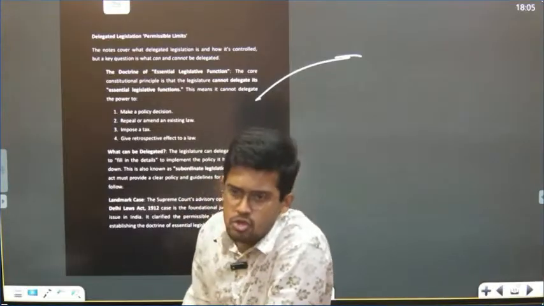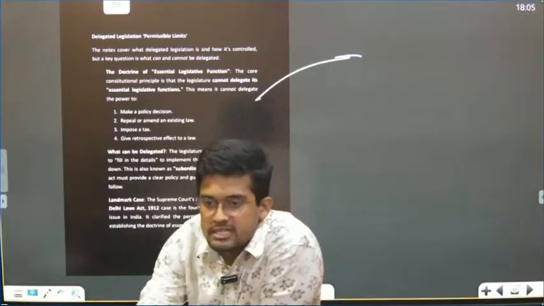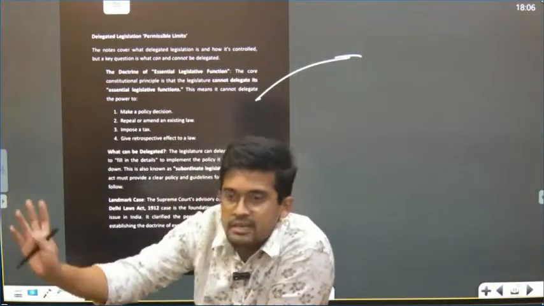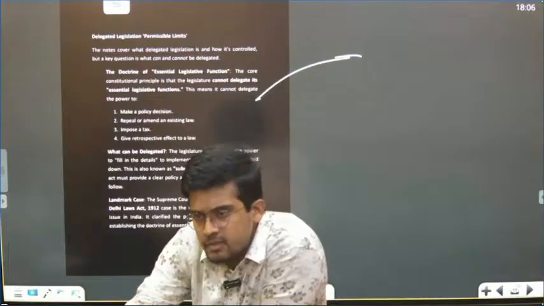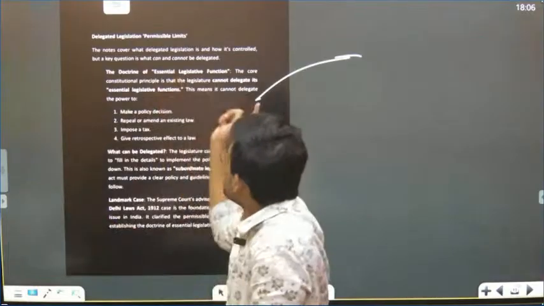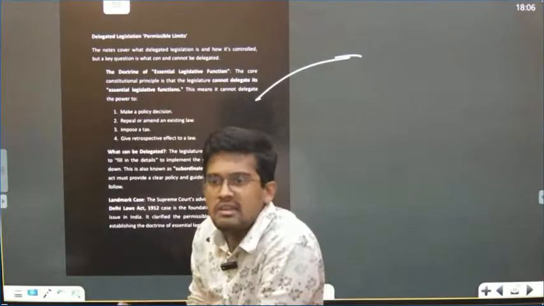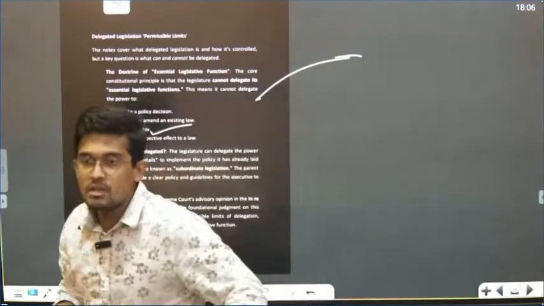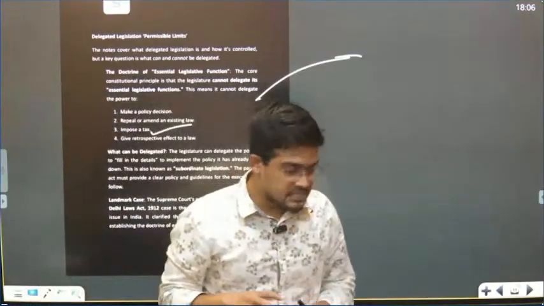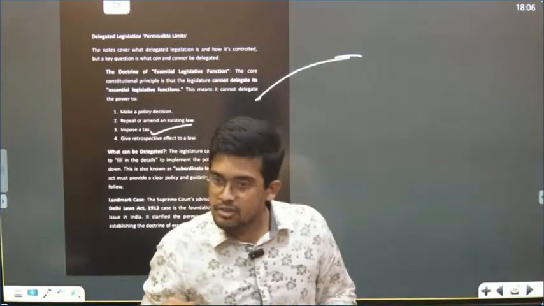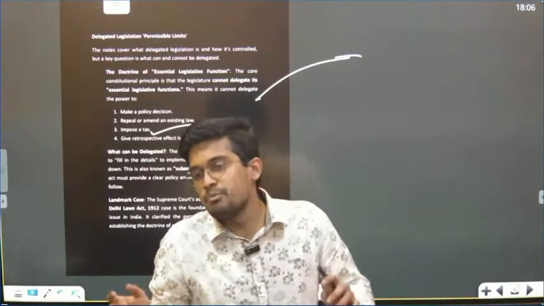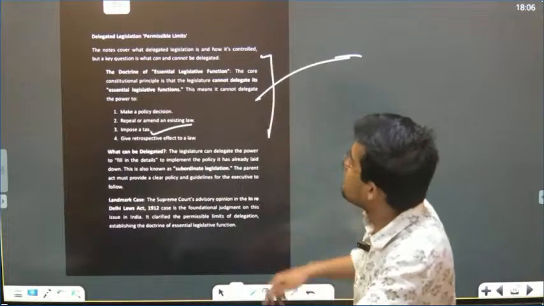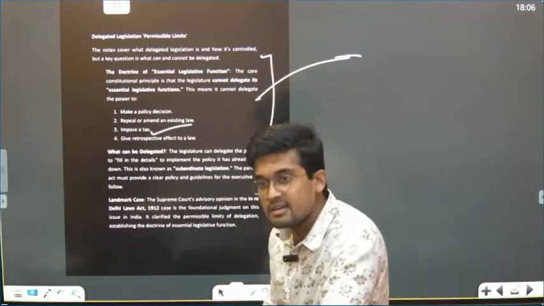Now, how much can the legislature delegate to the executive? If the legislature wanted, can they delegate everything to the executive? No, right? What is the point of the legislature then? That means there is something called the doctrine of essential legislative function, that some functions only the legislature can do. Things such as taxation, imposition of a tax. Imposition of a tax can only be done by the legislature. The executive can't think today, okay, we'll impose a new tax. No, it has to be through the legislature. So the doctrine of essential legislative function says what essentially can be delegated and what cannot be delegated.